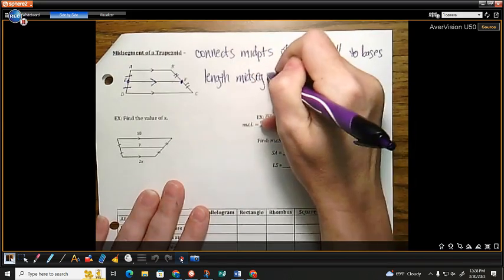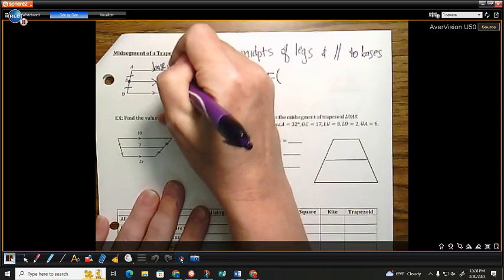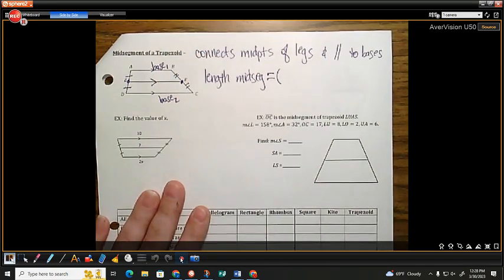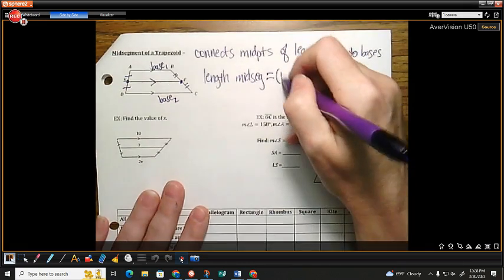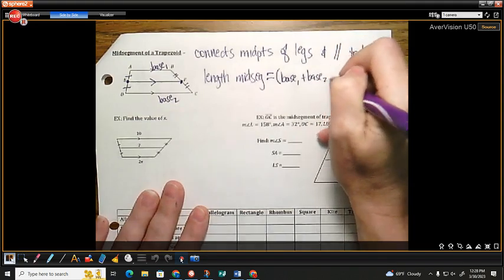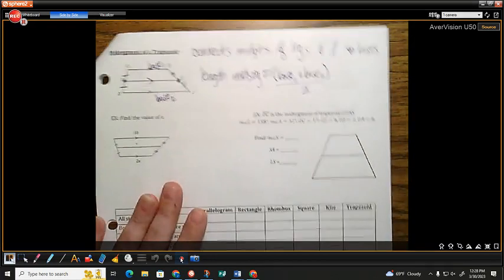To get the length of your mid-segment, what we're going to do is add your bases. Let's call this one base 1 and this one base 2, because if you call them the same name, you're saying they're the same size. So we get it by adding up base 1 plus base 2, and then divide by 2, and that'll give you the length of the guy down the middle.